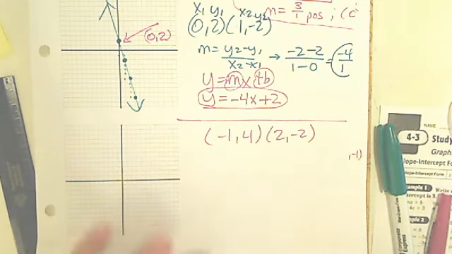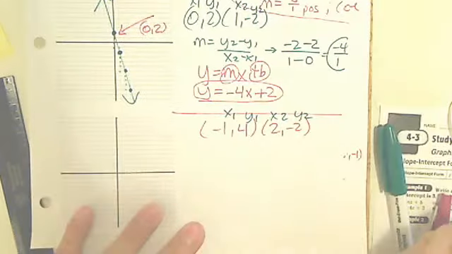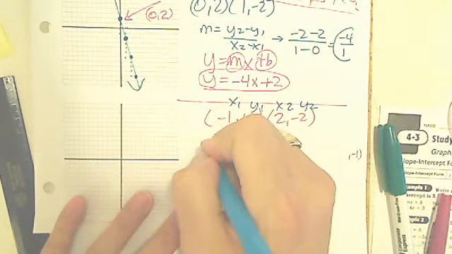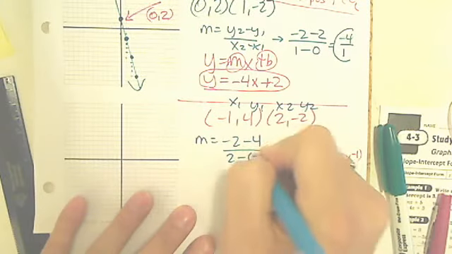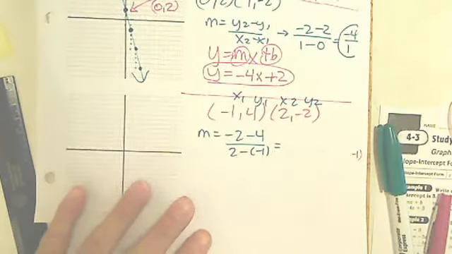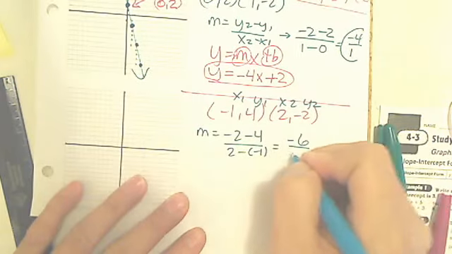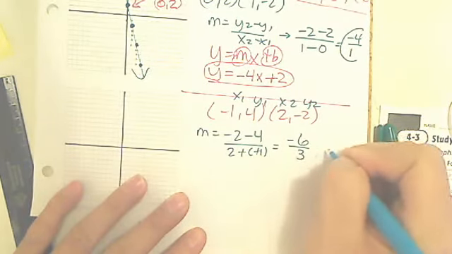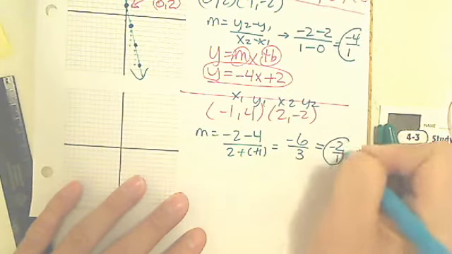Okay. x1, y1, x2, y2. So then you have slope is negative 2 minus 4 over 2 minus negative 1. Questions on the slope? Negative 6 over 3. Reduce it, please. Negative 2 over 1. That's your slope.